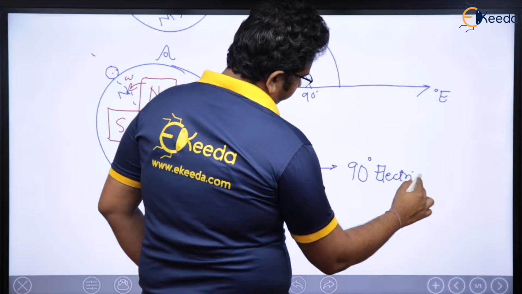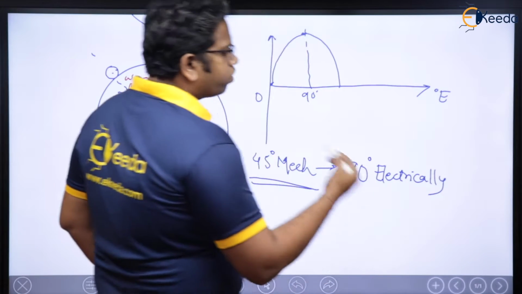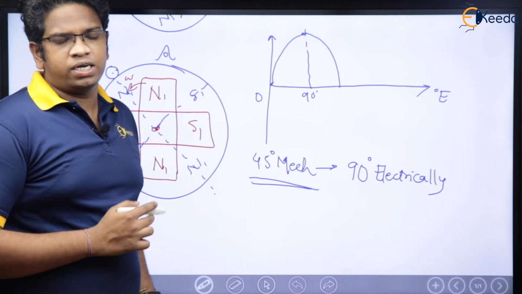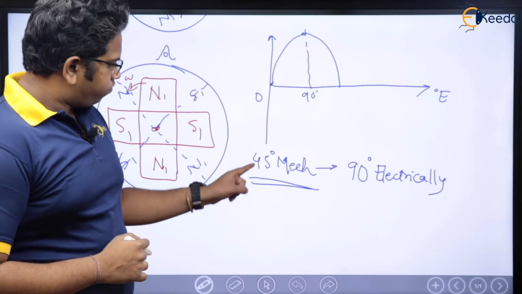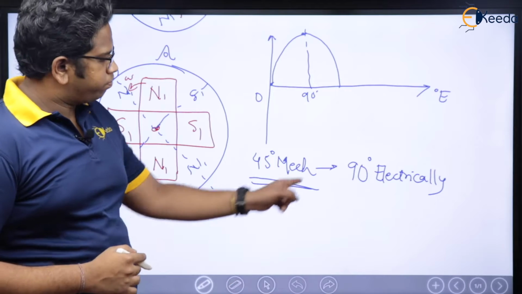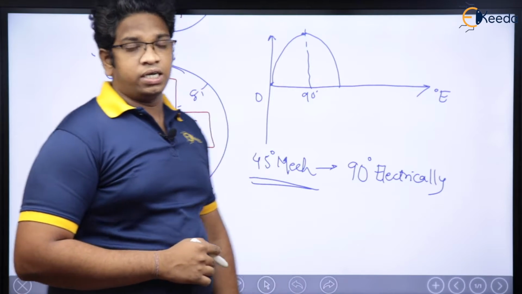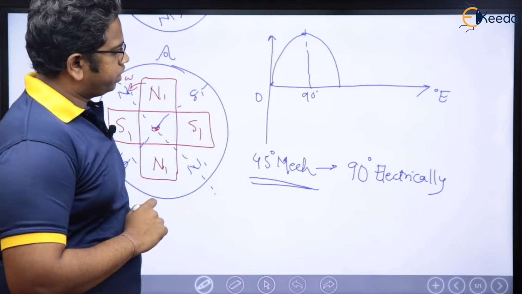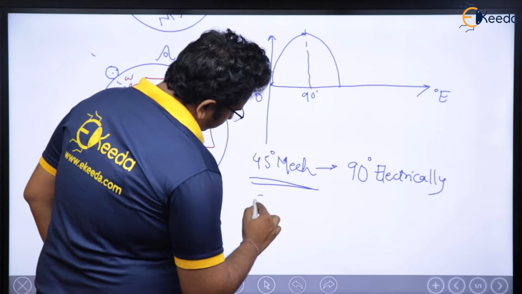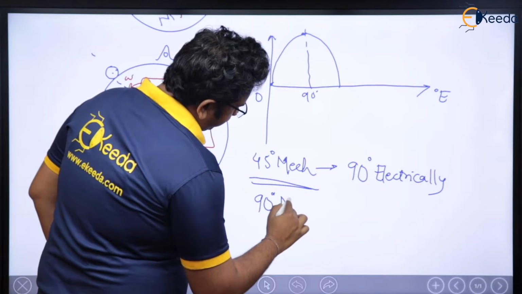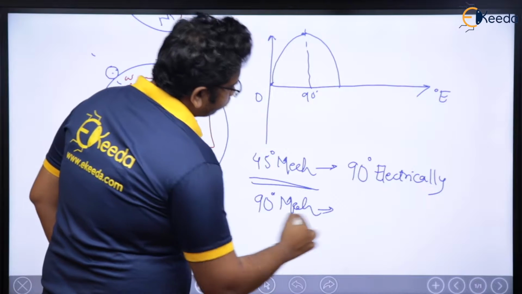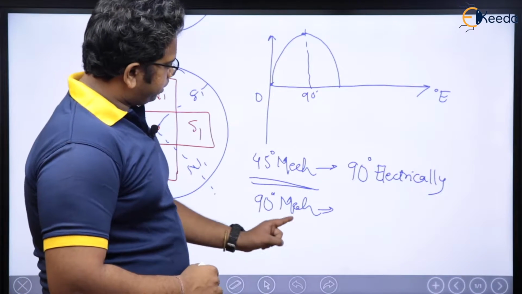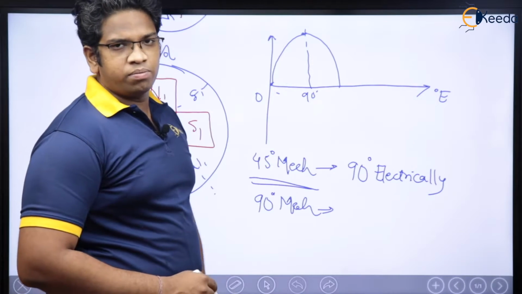90 degrees electrically. Why electrically, sir? Because it is induced EMF, electrical induced EMF, right? So 45 degrees rotation mechanically will produce 90 degrees electrically. Now you please tell me what is going to happen here when this rotates by, let us say, 90 degrees mechanically. What is going to happen when it rotates by 90 degrees? Here 180 degrees will come.